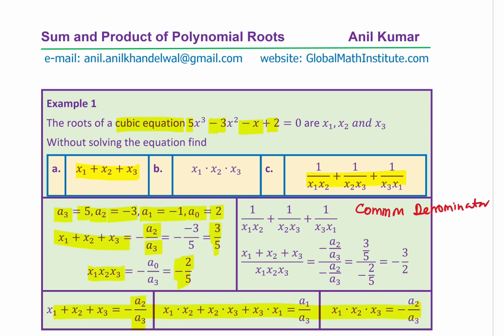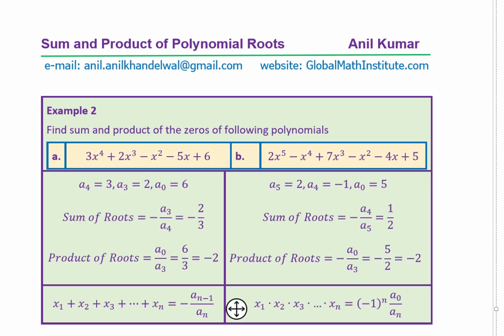We'll take the next example now. So here is example number 2. We'll just continue with some more. In this case, I am taking higher degree polynomials. Polynomials with degree 4 and 5. And these are the general formulas for you, correct? The sum of roots of a polynomial in general is the negative value of the coefficient next to the leading coefficient, with the leading coefficient in the denominator.